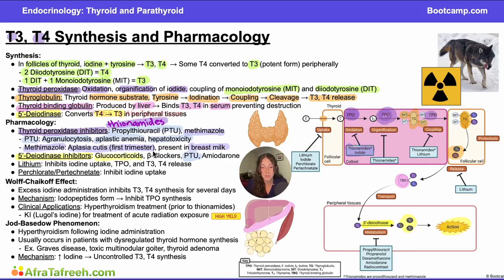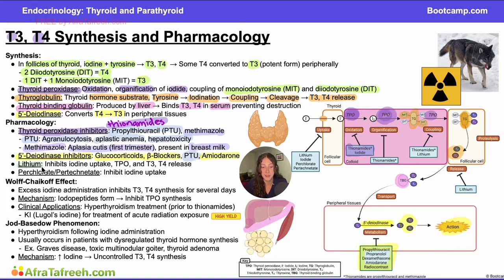So glucocorticoids can cause this side effect, beta blockers can cause this side effect, amiodarone can cause this side effect. Amiodarone is a drug that can actually cause hyper or hypothyroidism. We'll talk about that a little bit in a different video. But all of these drugs listed right here on your slide are definitely capable of inhibiting 5' deiodinase.